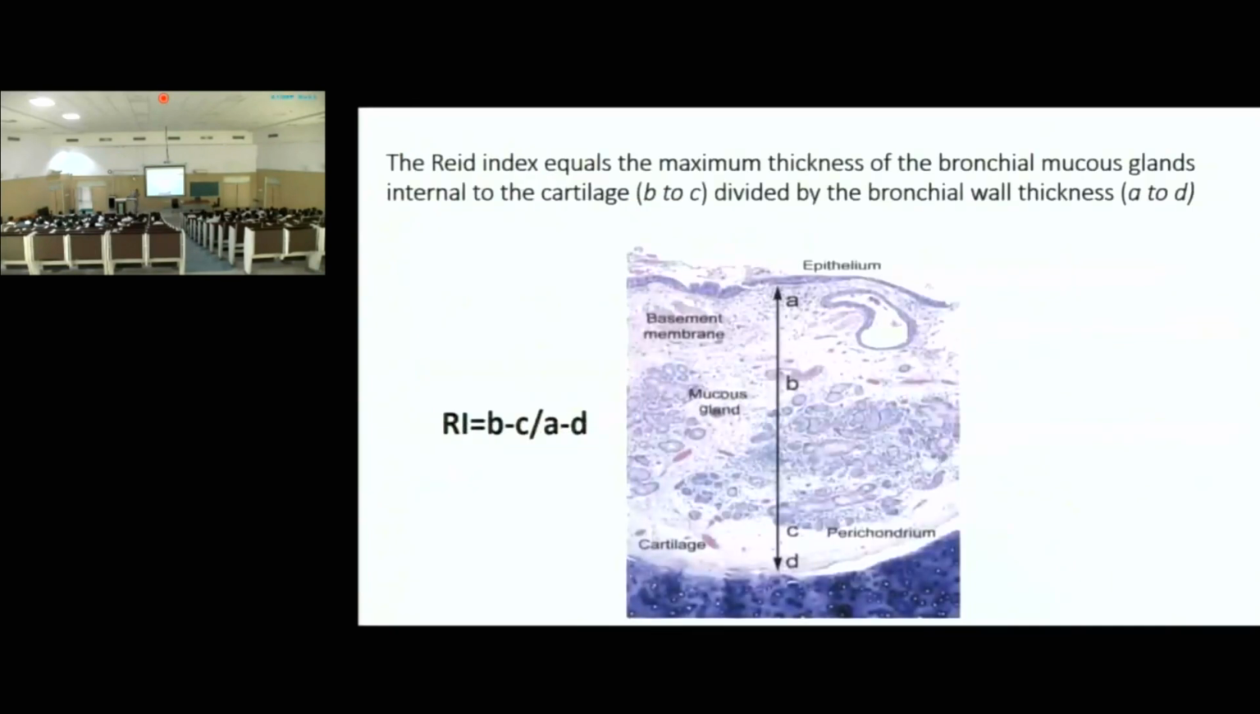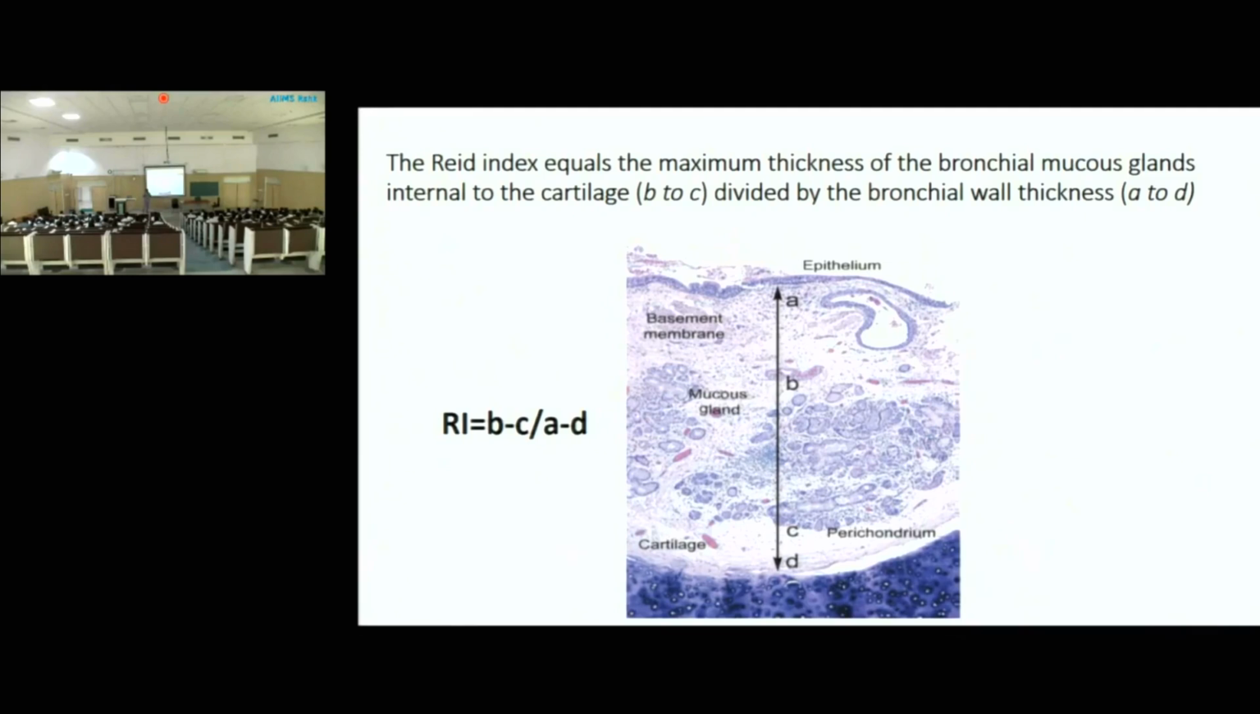Till now everything is clear? Anybody is having any doubt? You can ask, because this is the major pathology that will happen in chronic bronchitis. How is the Reid index increased, right? You people know the Reid index is increased, but how exactly it increases, that is here, right?